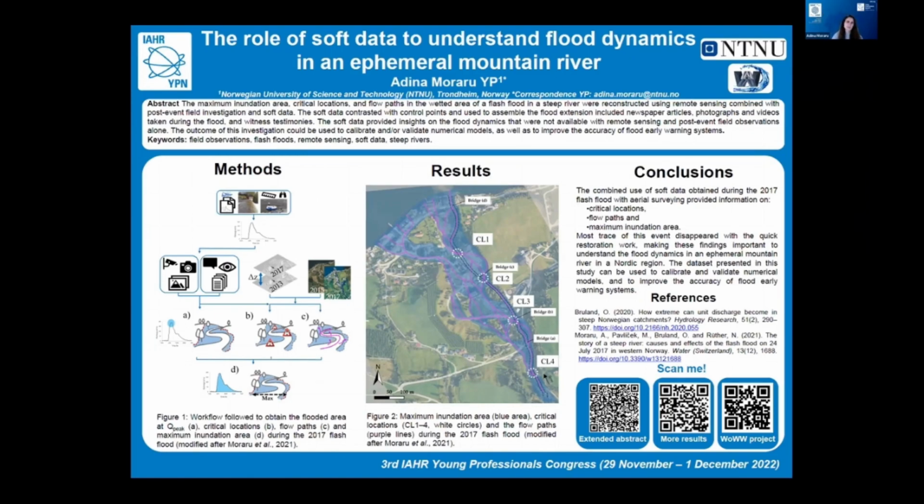I'm going to focus specifically on the 2017 flash flood in Western Norway. The village by this river was isolated and devastated after the flood, so the restoration work quickly removed or erased most of the traces available from the event. The visual observations and documentation obtained during the flood were therefore crucial to expand our understanding of the dynamics during this event.